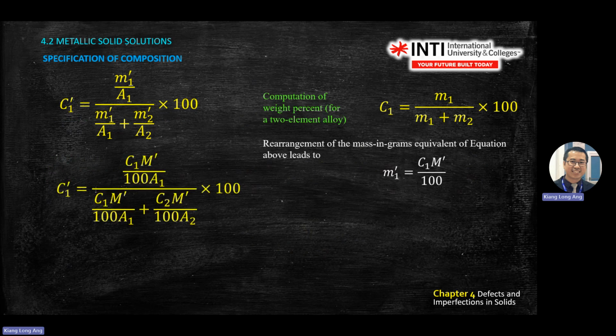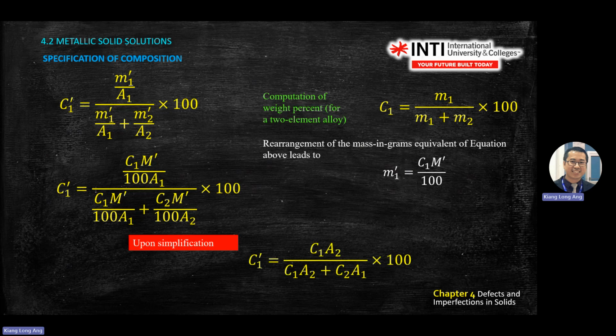Okay. So this one is another one, right? So you divide by 100. So this one, if your C1 is M1 divided by M2 times 100. So you rearrange equivalent to the formula. Then you get another one. Okay. This is just a simple derivation step.